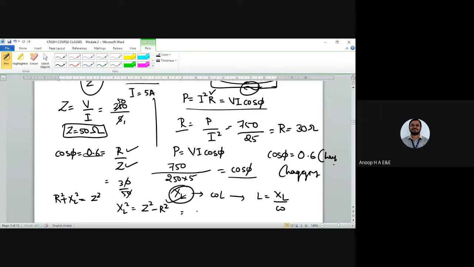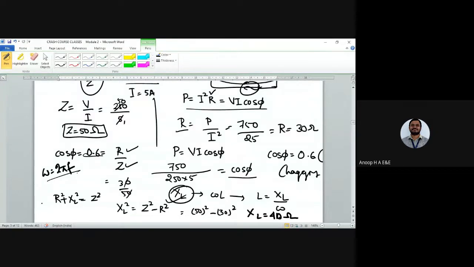So that would be equal to 50 squared minus, what is R? 30 squared. Okay. So what is XL? 40 ohm. So 40 ohm is that. And what is L? XL by omega. So omega is said to be 2 pi F. XL would be equal to 2 pi F into L.